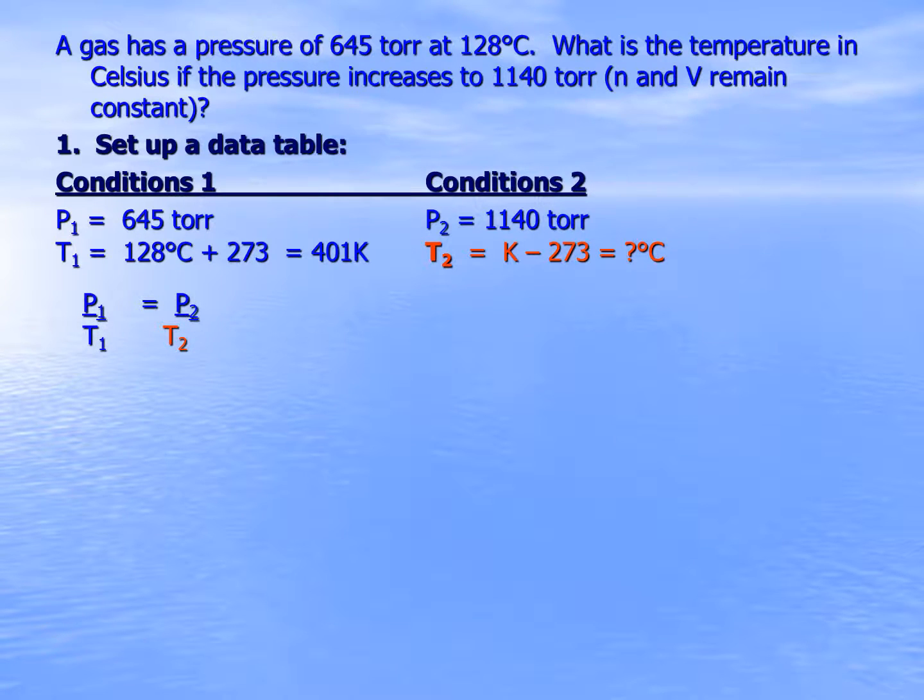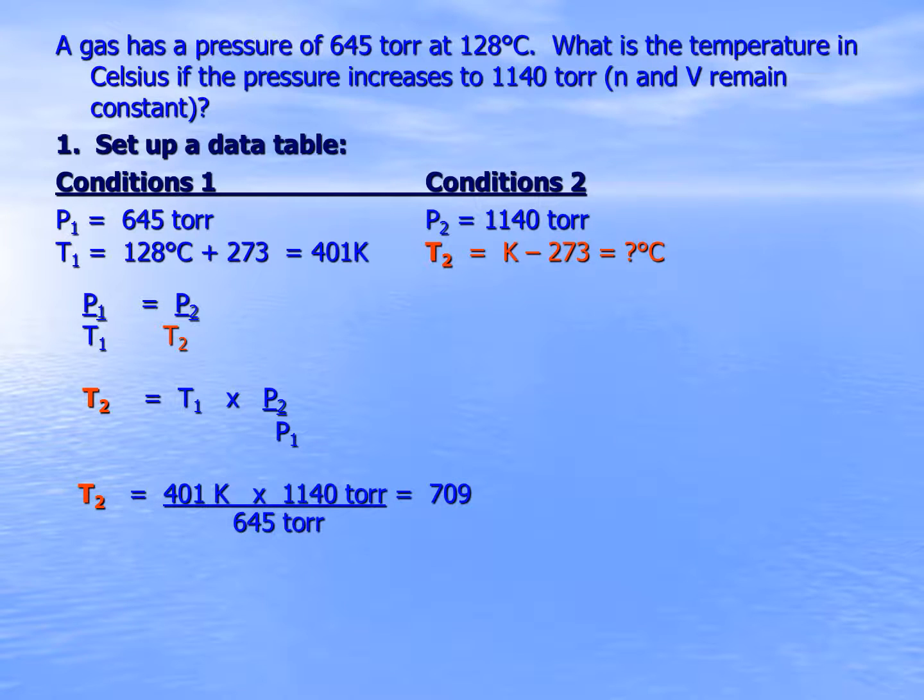And we just need to use Amontons' or Gay-Lussac's law: P1 over T1 equals P2 over T2. Solve for T2 and plug in our numbers: 401 Kelvin times 1140 torr divided by 645 torr. Torr cancels out, and we get 709. She left off the unit here. This will be 709 kelvins. Kelvins minus 273 is 436 Celsius.